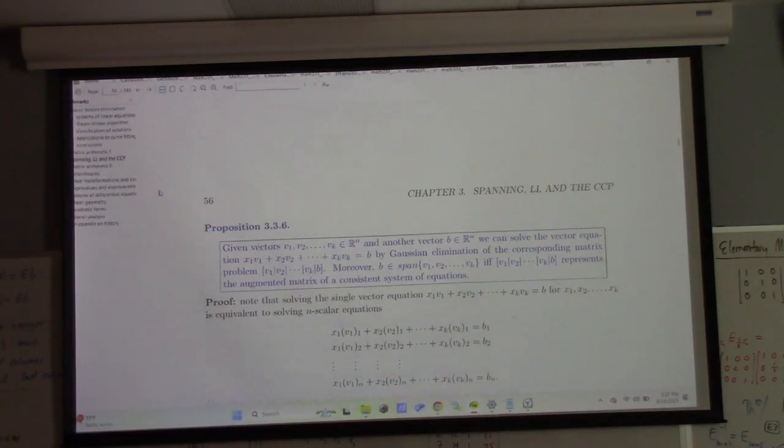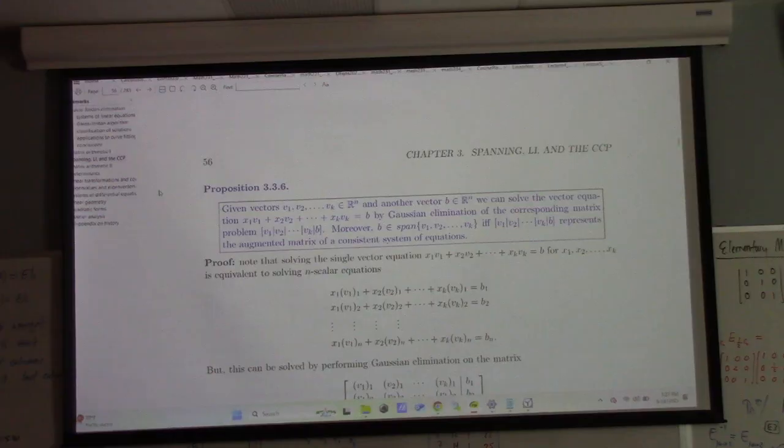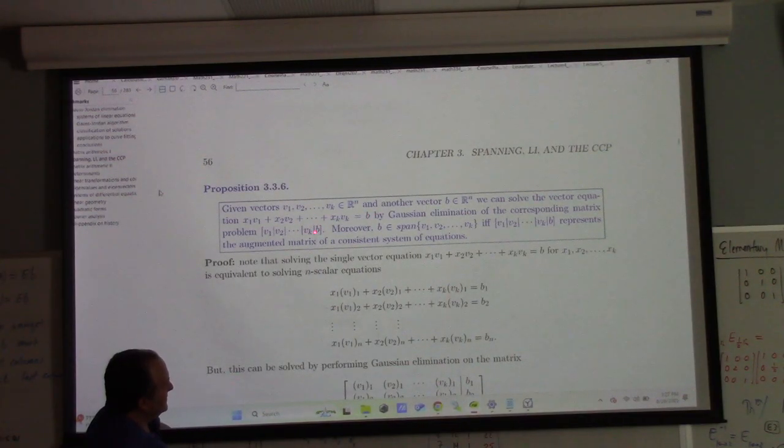All right. So here's the general setup. If I've got k vectors in Rn and I've got another vector b, I can solve this equation by Gaussian elimination of the corresponding matrix, where I just shove all the v1 through vk in the first columns of the matrix, and I put the desired vector to reach in the span in the last column. Then b is in the span of those guys if and only if that represents an augmented matrix of a consistent system of equations.